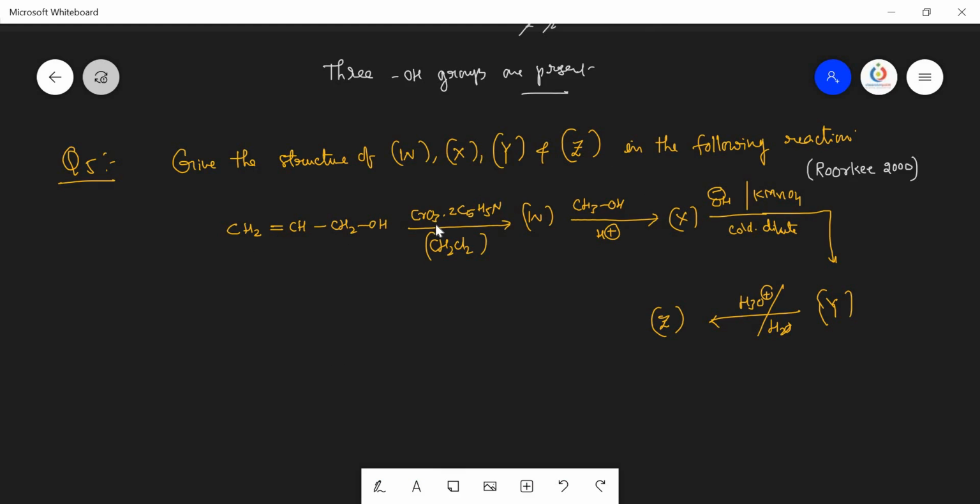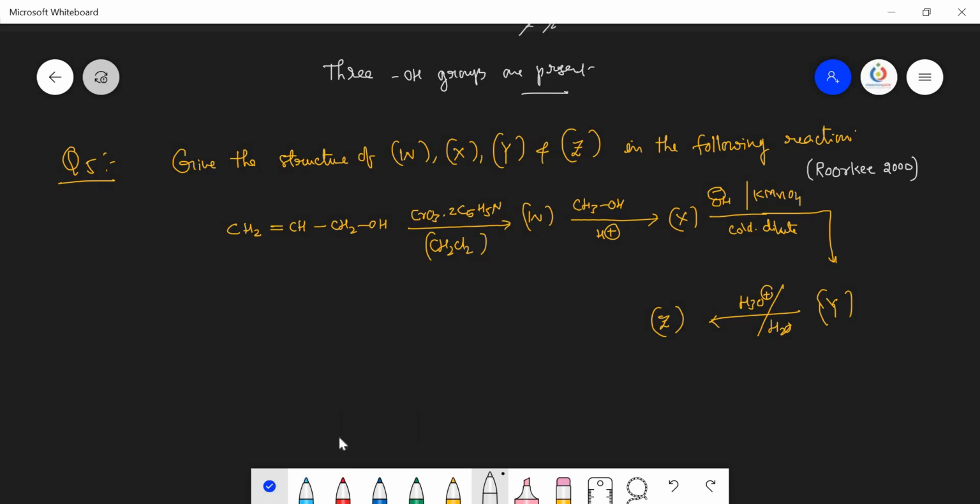Allyl alcohol is subjected to chromium oxide with dipyridine in the presence of CH2Cl2. So W is the molecule. That on reaction with methyl alcohol in the presence of H plus gives the X. X on cold dilute alkaline KMnO4 gives the Y. Y on acid hydrolysis gives the compound Z.